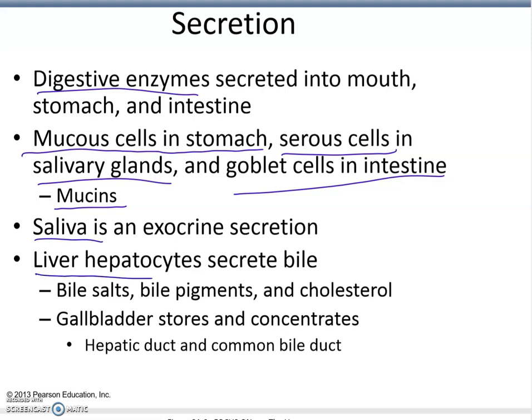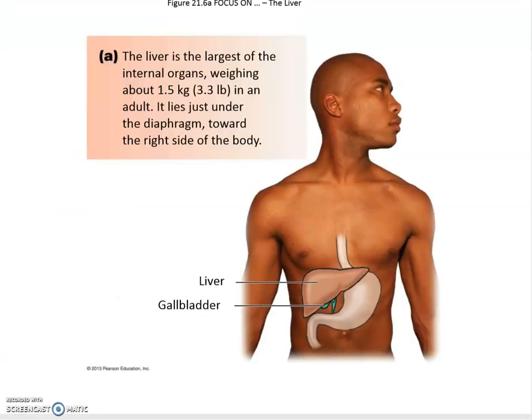And of course, the liver also participates with the secretion of bile. So bile salts, bile pigments, cholesterol. The gallbladder only acts to store and concentrate the bile juices. So you can actually get rid of your gallbladder if it bothers you. It will be no harm to get rid of this. Here's some more information about the liver and the gallbladder.